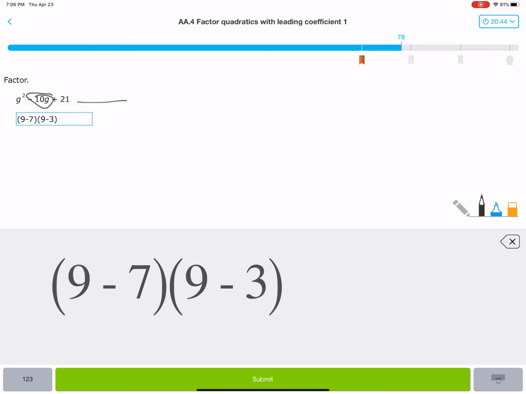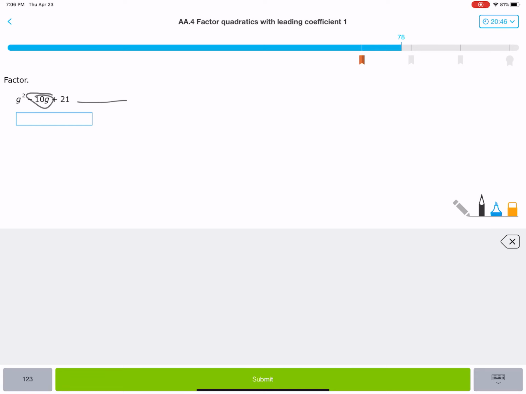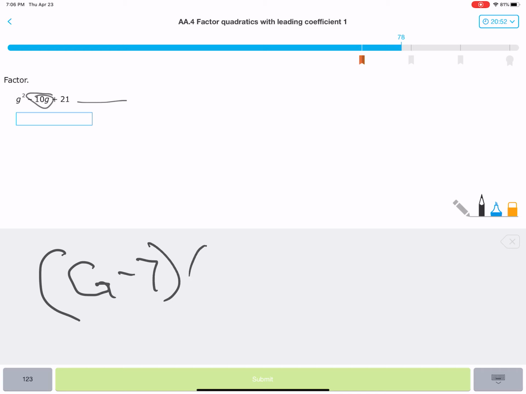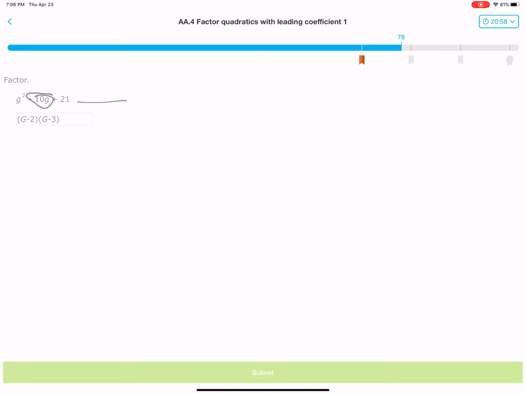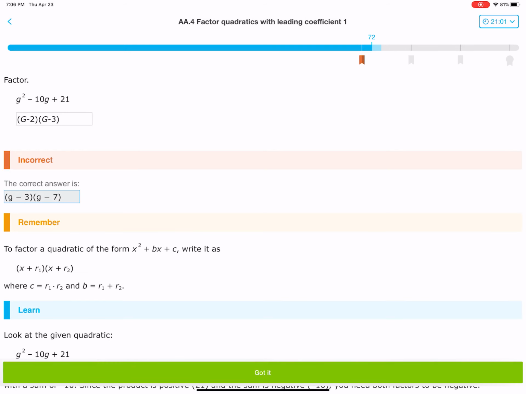I guess I have to figure out a different way to write my 9s, or my g's. g minus 7, g minus 3. There we go. Oh, it put my 2 as a set. Well, I said it right.